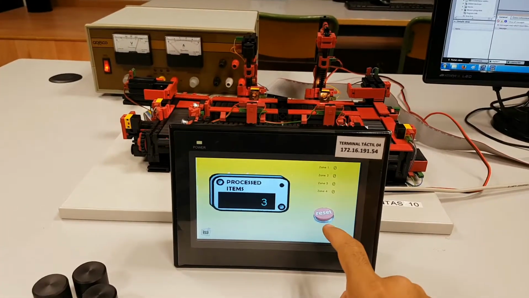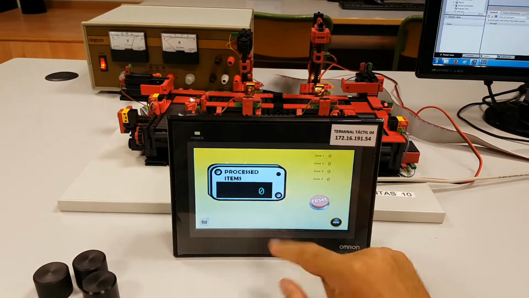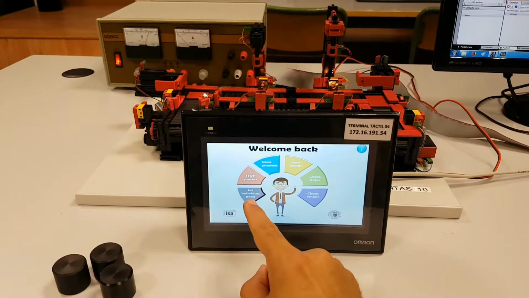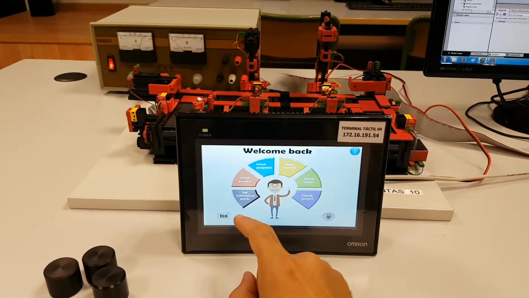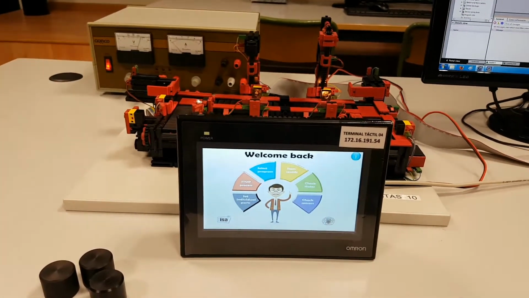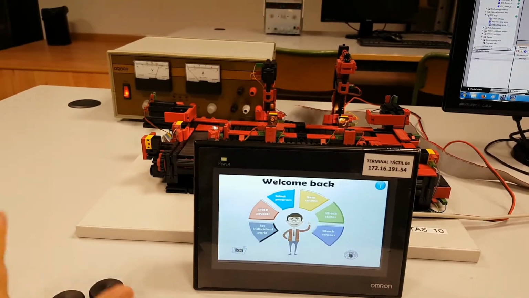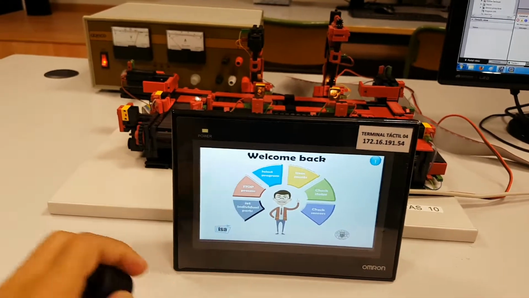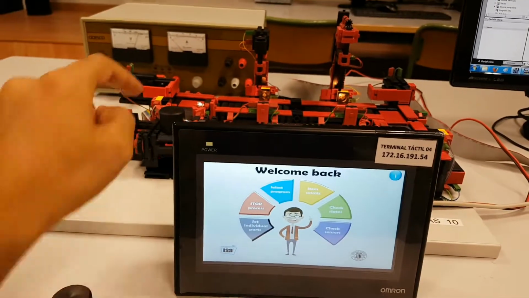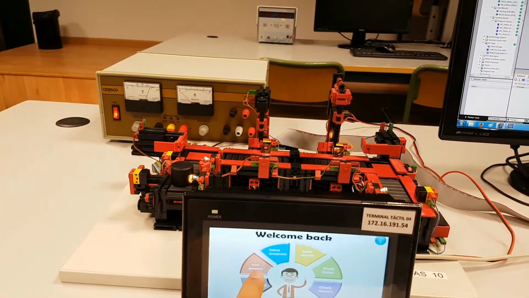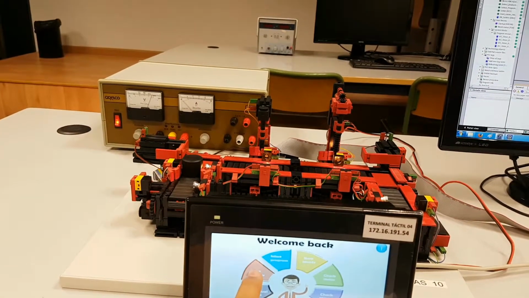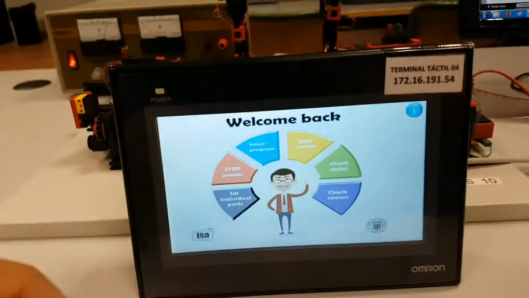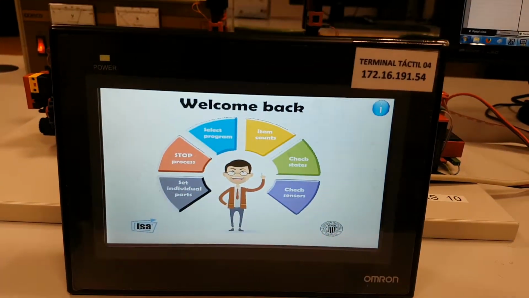Now from here we can reset the counts. No piece processed now. So now what do we have here? 3 options. These are more important ones. Stop process is just the emergency button, so you will stop the process wherever you are by pressing the button. See, by pressing the button you will not let anything happen. Very simple, right?